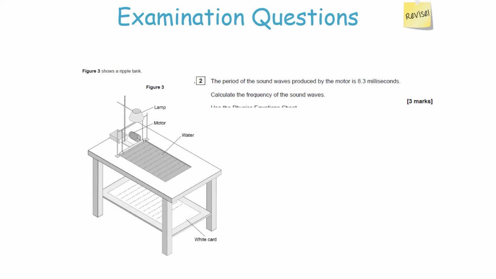Now we then need to rearrange to make frequency the subject, so frequency will therefore be 1 over time period. But again, you think to yourself it's worth 3 marks, so where's the trick? Now the trick is the fact that it's 8.3 milliseconds, so you've got to convert milliseconds into seconds, so you divide by 1,000 because we're going from a smaller unit, millisecond, to a bigger unit, seconds. So you always divide when you go to the bigger unit.